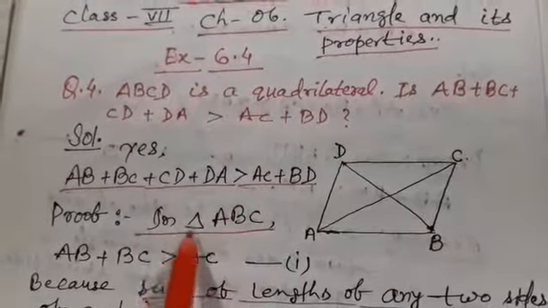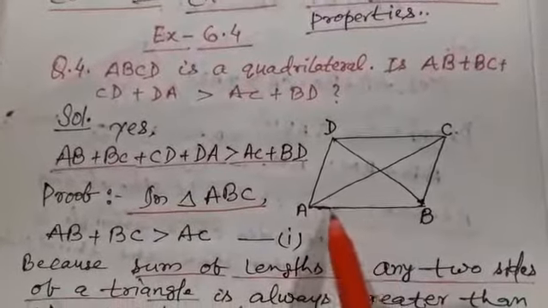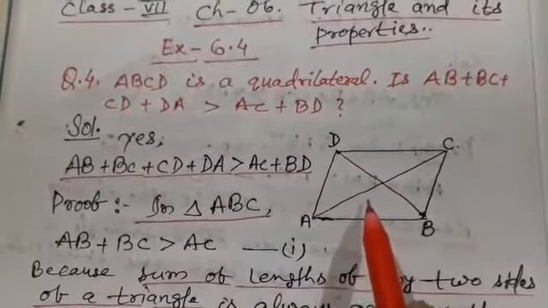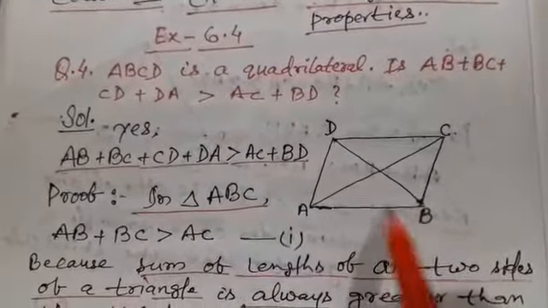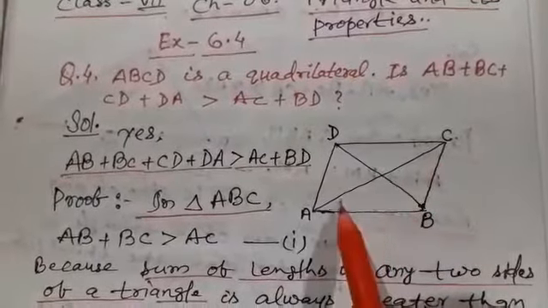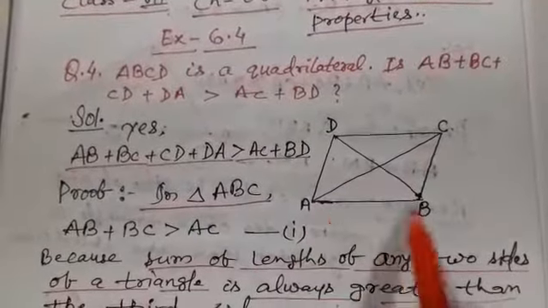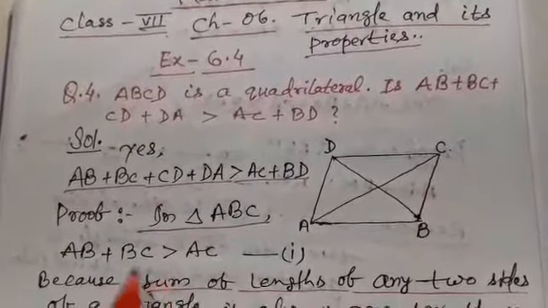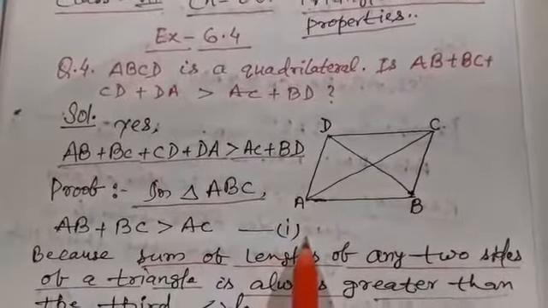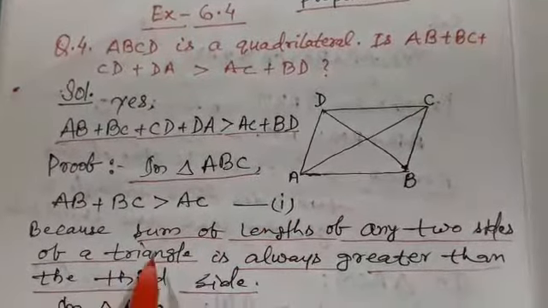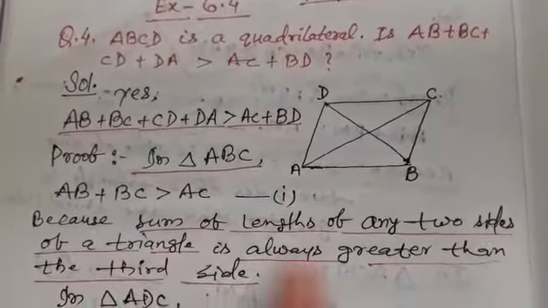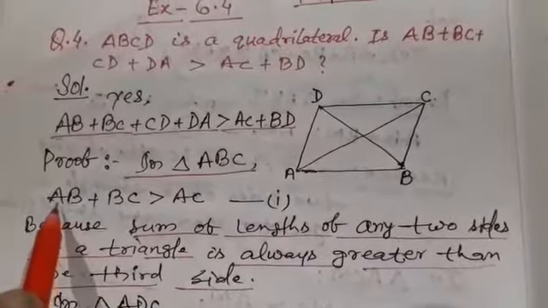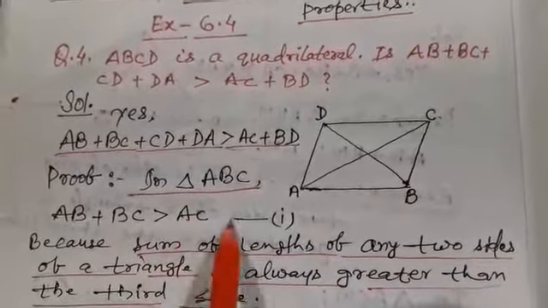Now we prove it. At first we see the triangle ABC. Dear students, as we know, in any triangle, the sum of any two sides of a triangle is greater than the third side. So we can write AB plus BC is greater than AC in this triangle, and we take it as equation first, and write the reason. Sum of lengths of any two sides of a triangle is always greater than the third side, due to AB plus BC is greater than AC.